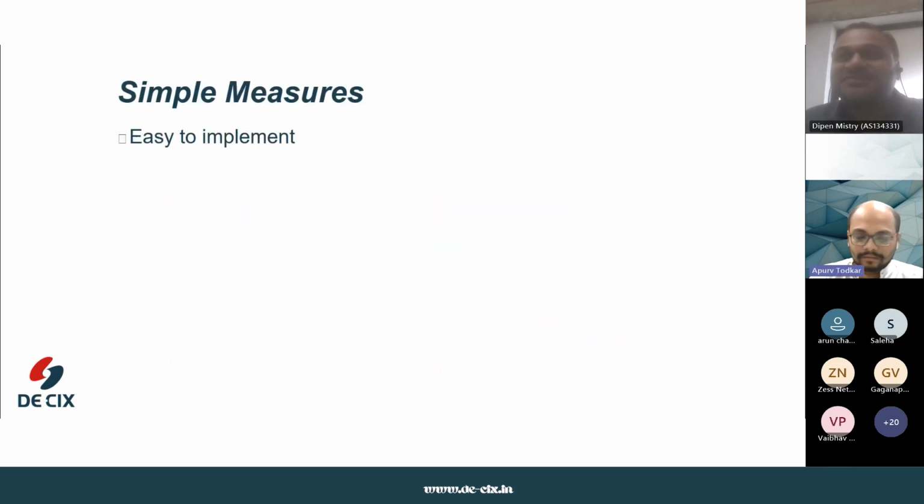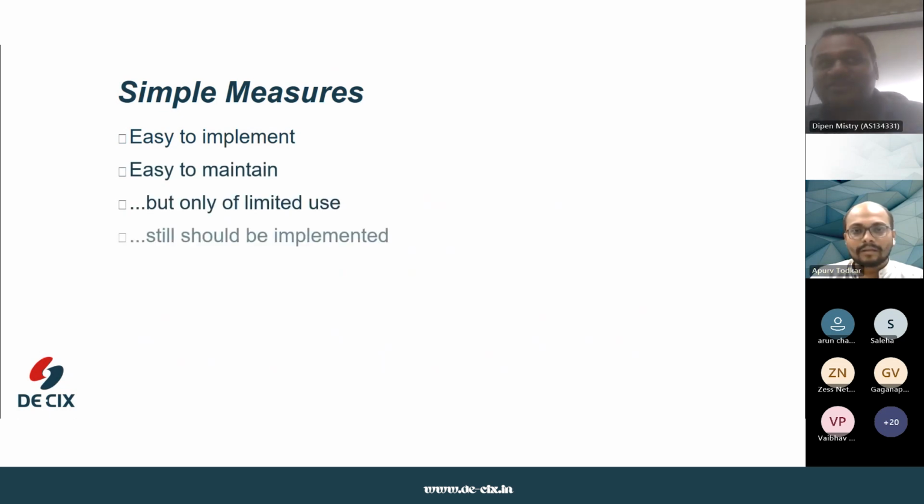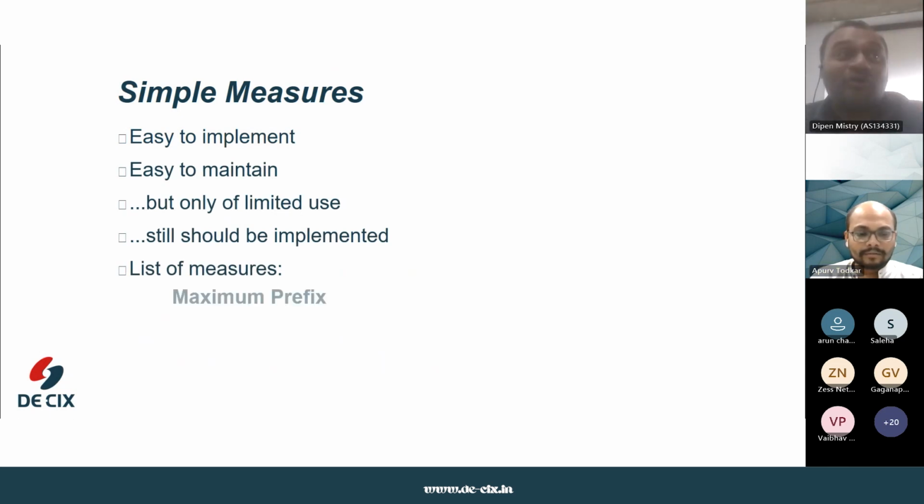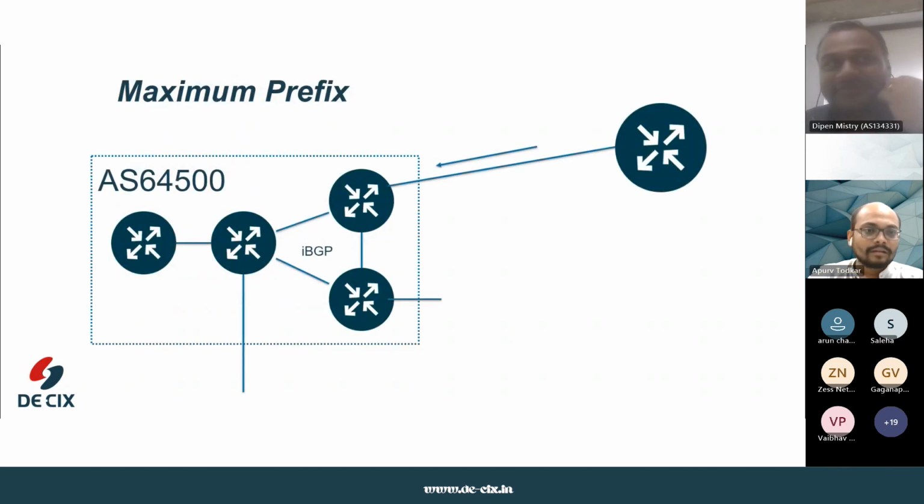So to begin with, we have some simple measures. These are very easy to implement and maintain. And while they may offer only limited protection, they are still valuable in safeguarding your network. The first one that I would like to introduce, which many of you might already be familiar with, is the maximum prefix. Maximum prefix is a safety feature in BGP that helps protect your infrastructure. And I will tell you how the mechanism actually works.